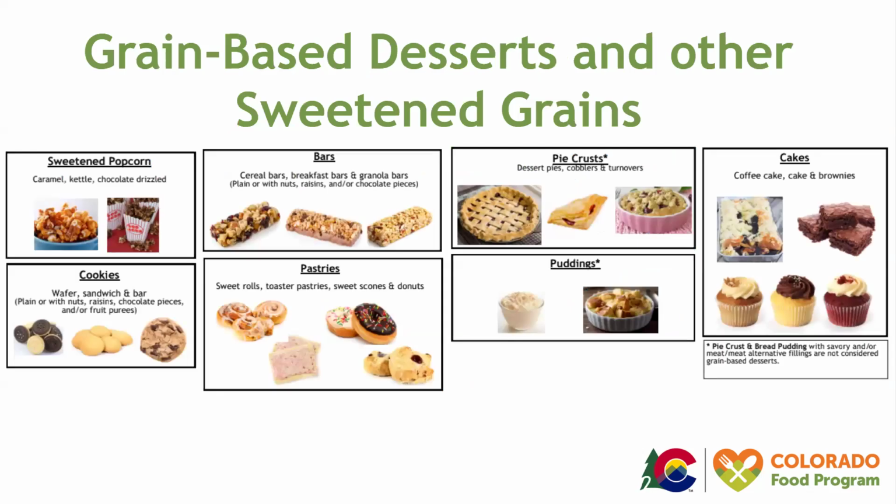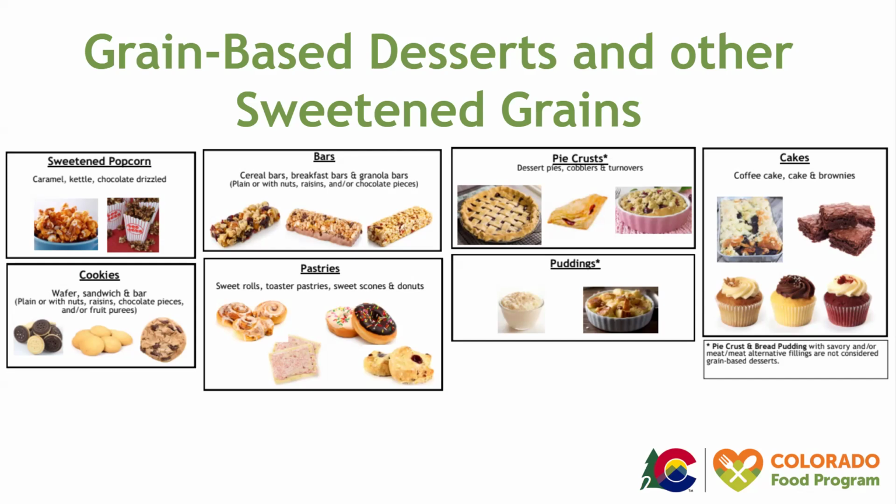Grain-based desserts and other sweetened grains are not eligible for reimbursement in CACFP. Some examples of these include sweetened popcorn, cookies, pastries, pie, pudding, and cakes. Those are all a lot more obvious. One that is often tricky that we still see on menus is bars. Cereal bars, breakfast bars, granola bars are not creditable in CACFP.